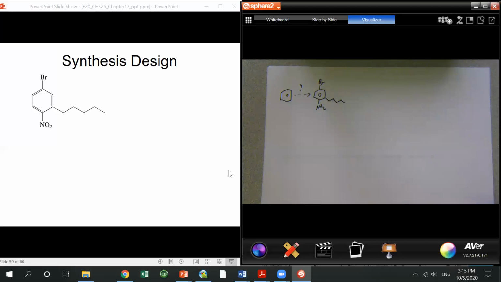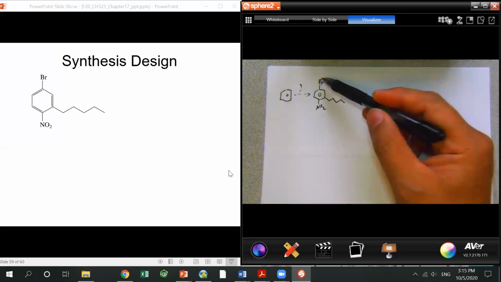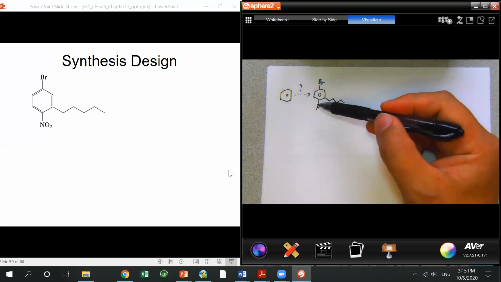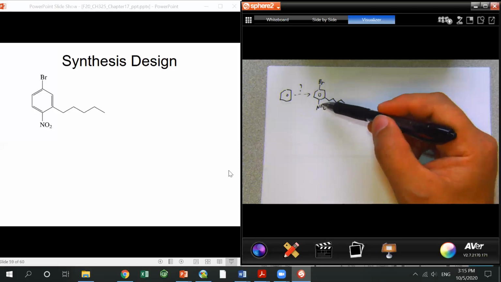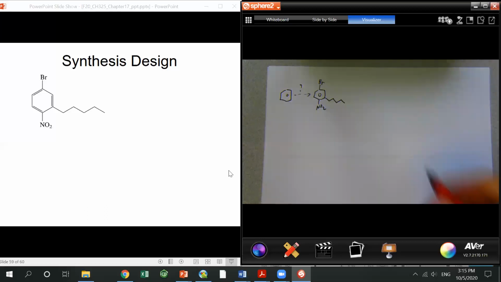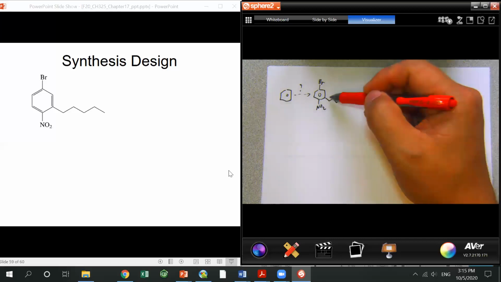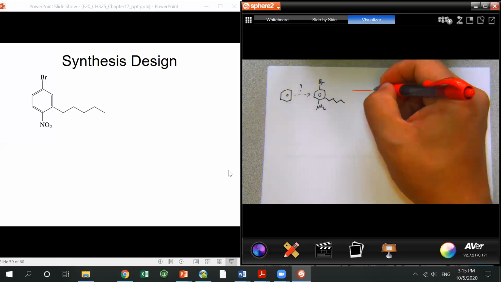For example, for this tri-substituted benzene, we assume two substituent groups are already on the benzene, and then we try to put the third one on to see whether we get the ideal locations. Assuming we already have Br and this R chain on the benzene, we see whether we can put the nitro group on it.